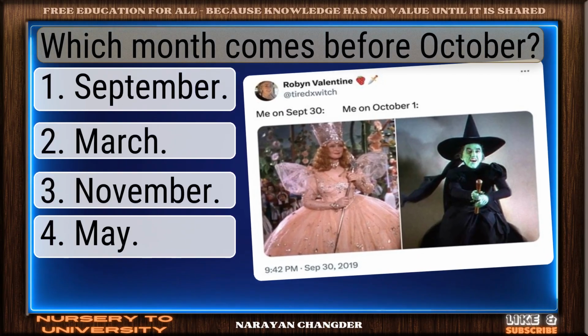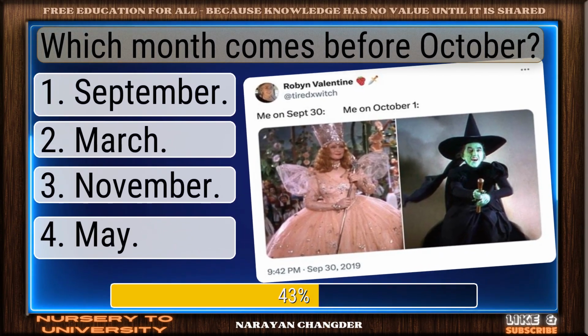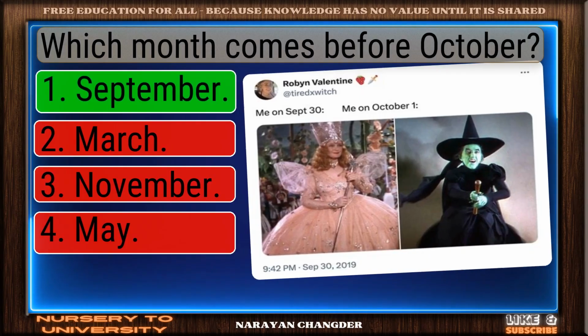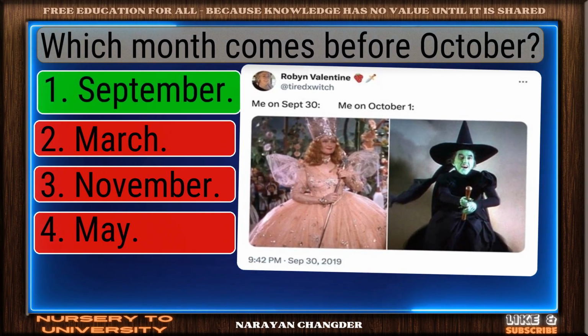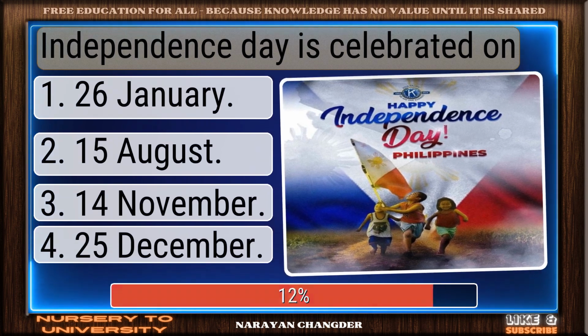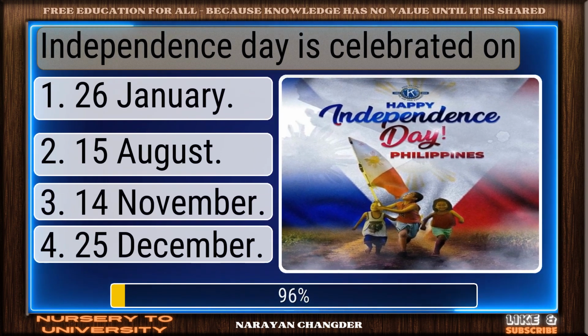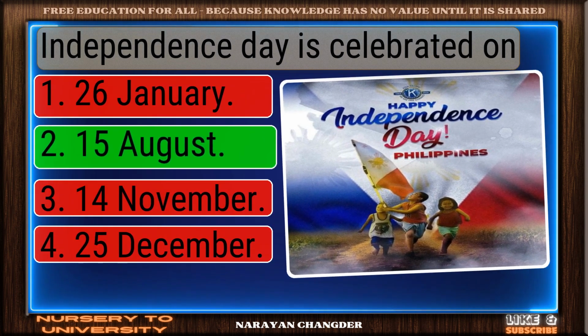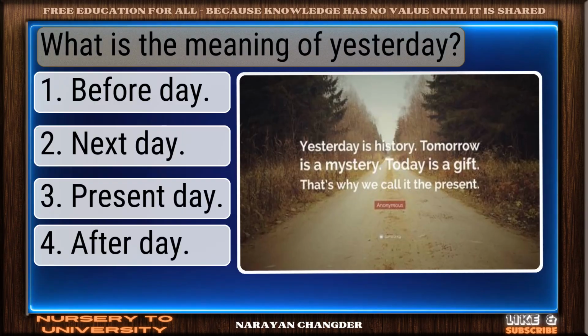Which month comes before October? Right choice. September is the best answer. Independence Day is celebrated on. Correct. 15 August is the right answer.